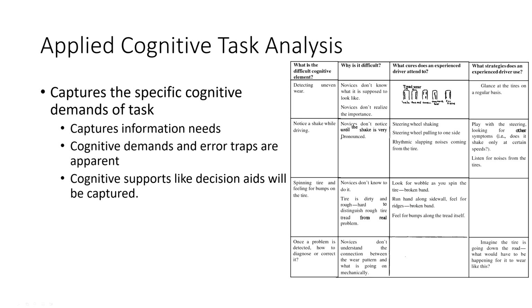And then applied cognitive task analysis. So it captures the specific cognitive demands of a task. So you're going to capture the information needs, what the demands are, why is that a challenge, what error traps are present, how could things go wrong, and cognitive support. So are there decision aids? Are there instruction sheets? Those kind of things. That's where this is really useful.